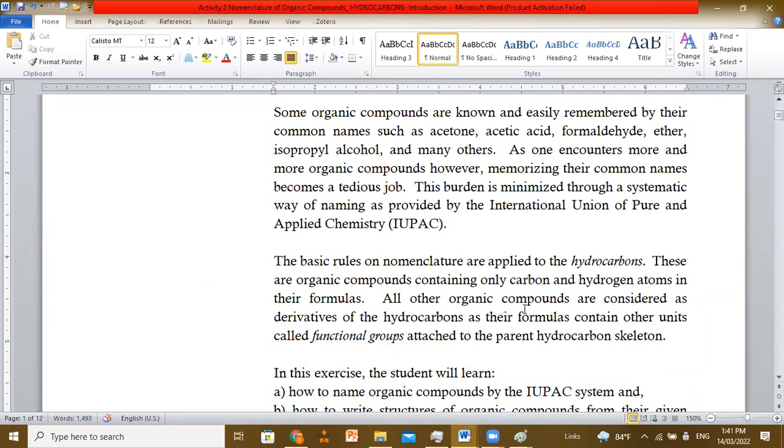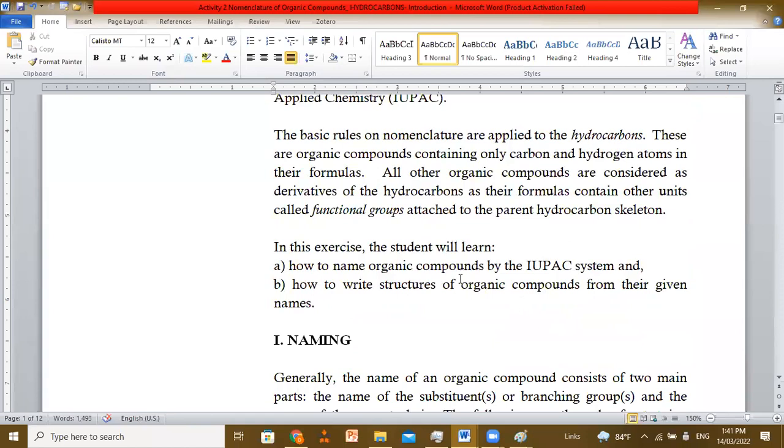There are other organic compounds as well that we will learn. I think it will be in activity 3 or 4. But for now, we will start studying how to name hydrocarbons. For other classes of organic compounds containing other functional groups, we'll set that aside for other activities. So you will name organic compounds, particularly the hydrocarbons, by the IUPAC system. And from the name, you should also be able to write the structures of organic compounds.